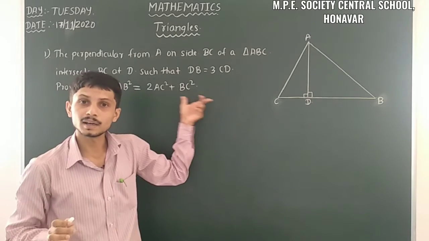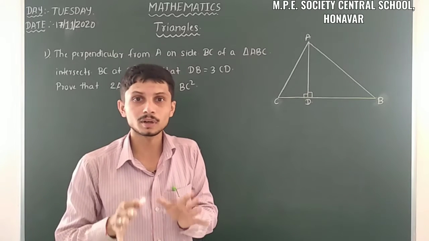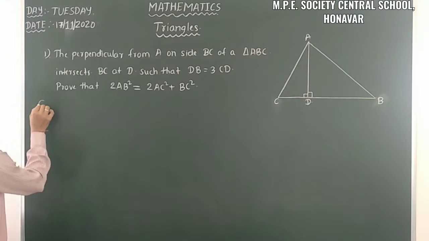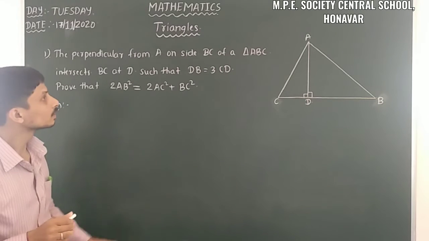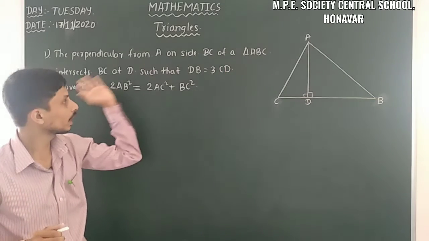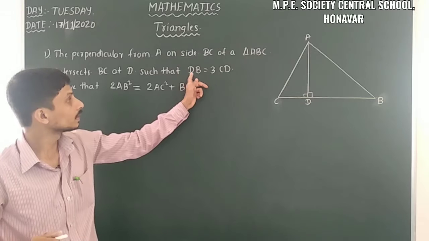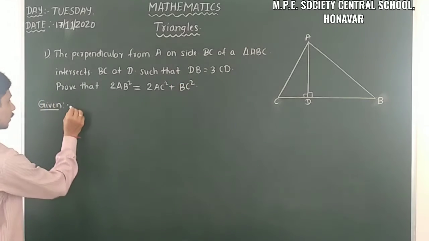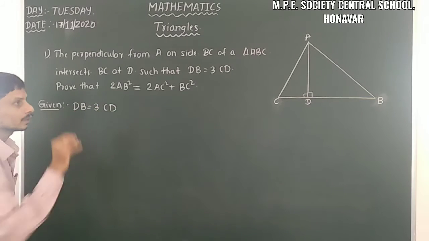From those two triangles we have to prove this statement. Firstly, we have to write the given terms. What are the terms we can use here? Given: ABC is a triangle, and we have drawn a perpendicular from A. Then it is given that DB is equal to 3 into CD, that we can use.